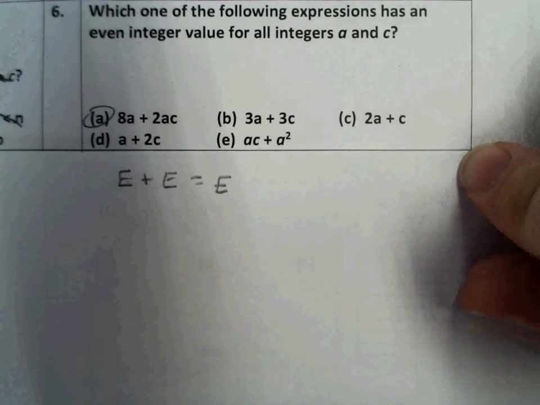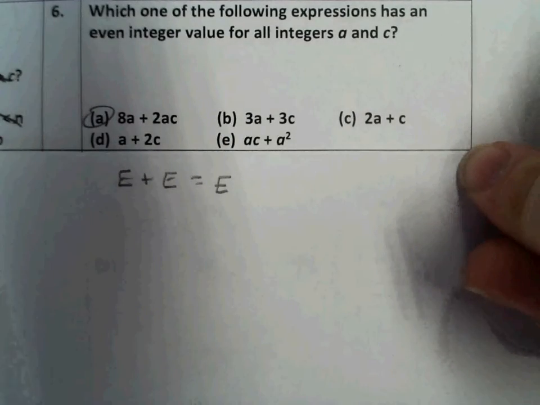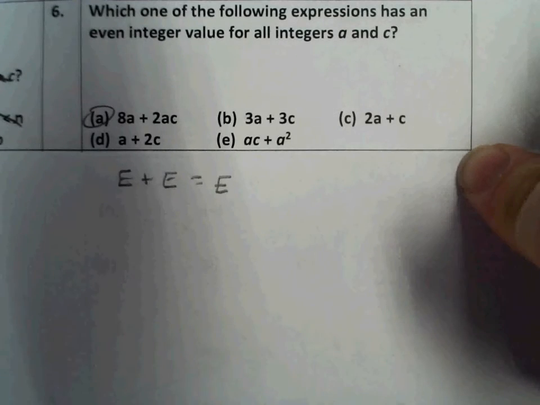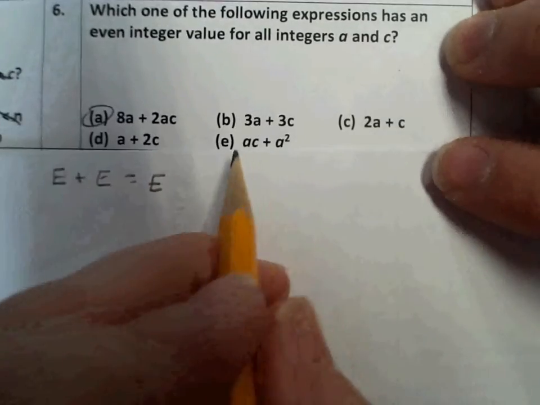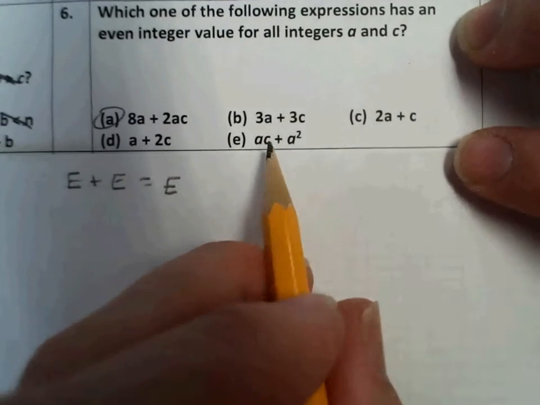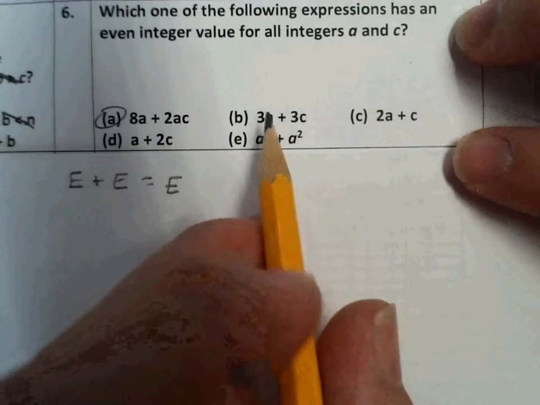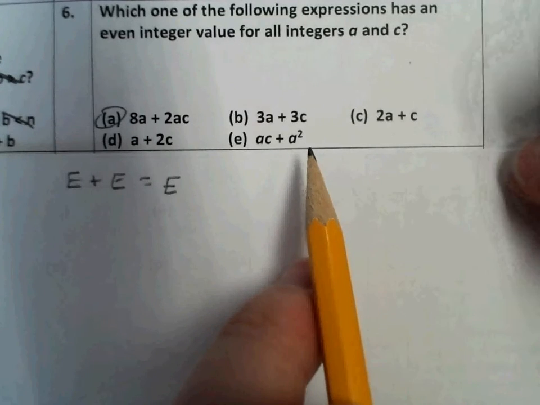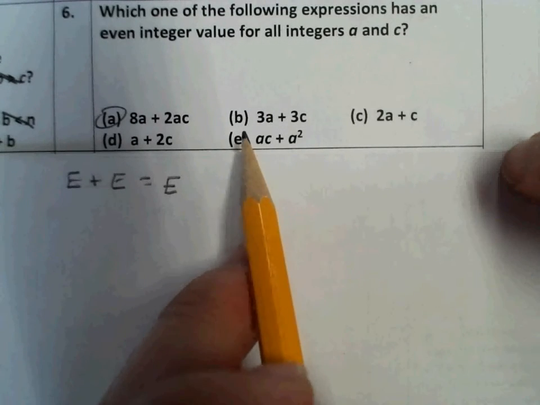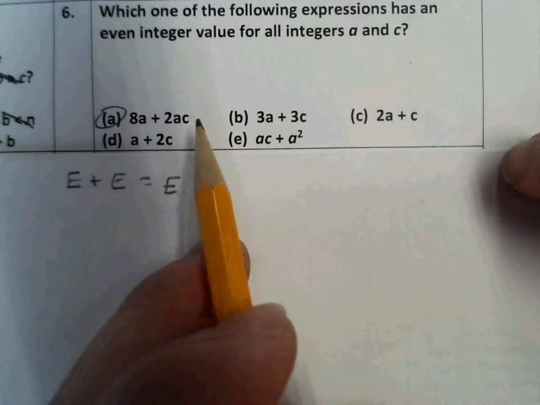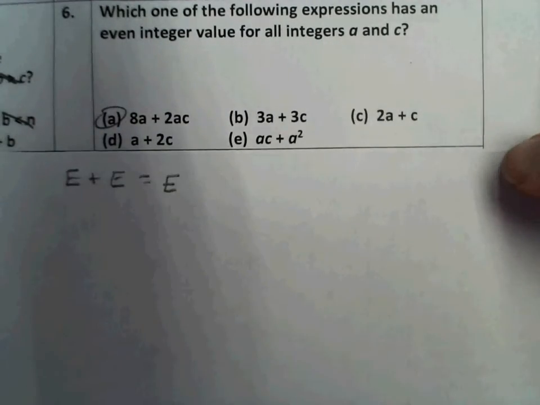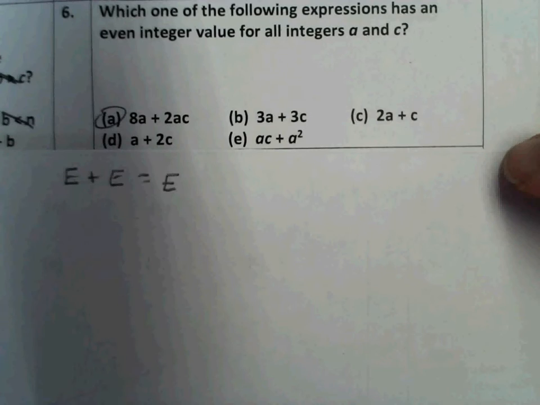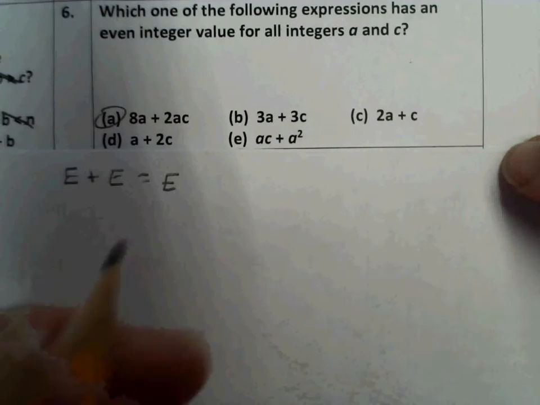We got lucky that A was the correct answer and we didn't have to technically look at the rest, but let's go ahead and do it just to make sure that you get it. So let's look at B. 3a plus 3c. Now when you multiply by an odd number, an odd times an odd is an odd. An odd times an even is an even. And then depending on if you've got two odds or two evens or an odd and an even, when you add them together, you could get different results. So B is one of those that, yeah, you probably could get an answer that fits the even value at the end, but you're probably not going to always get one.